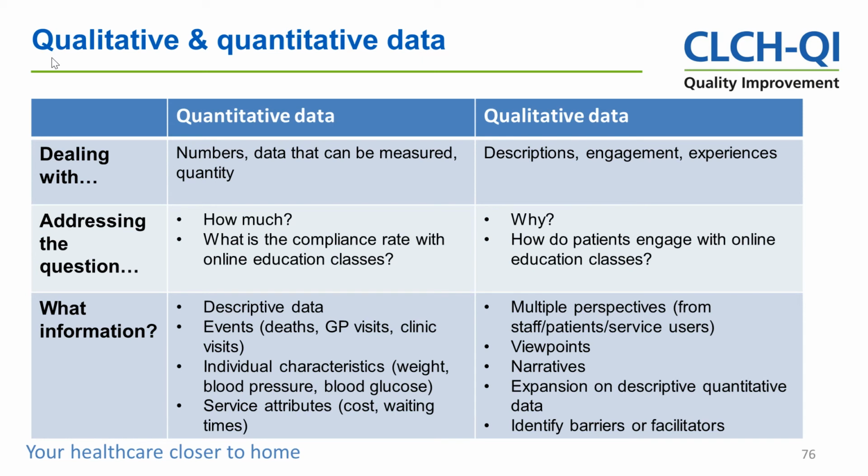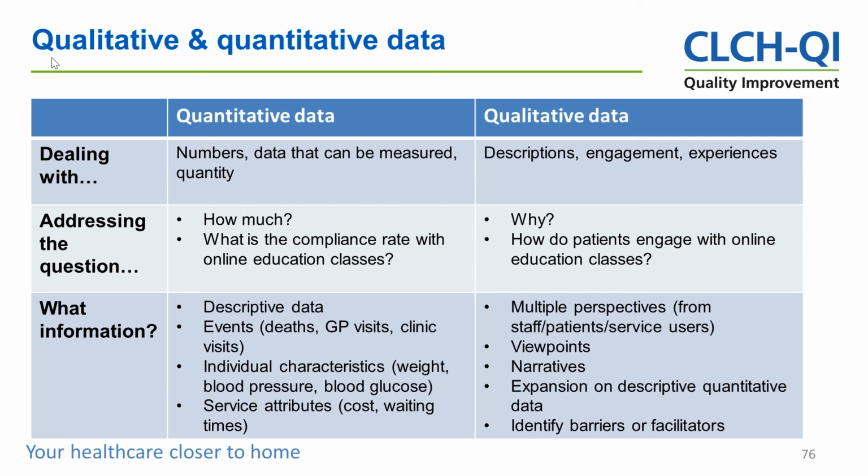Qualitative data, on the other hand, is looking at descriptions, engagement and experiences. It's addressing the question why. So to give an example of the same concept but looking with qualitative data, how do patients engage with online education classes? So we know that they're being invited to these education classes, but we want to understand the barriers and the facilitators to these patients joining these online education classes. Information normally comes from multiple perspectives, so maybe from staff, patients, service users, to look at these barriers and facilitators. They're looking for narrative viewpoints, but they also can expand on descriptive quantitative data.